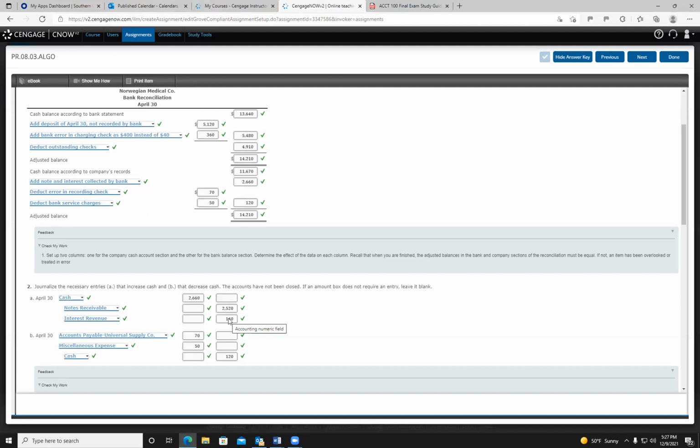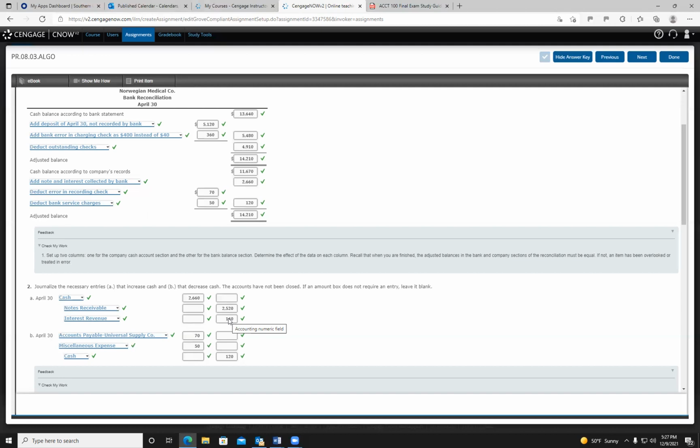So we have to go ahead and debit accounts payable, showing that amount that we paid. Because we were supposed to pay $770. That's what the check was written for, but we recorded it as $700. So we have to finish out recording the correct amount.